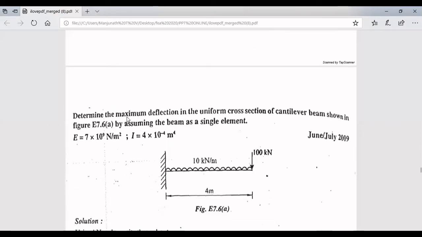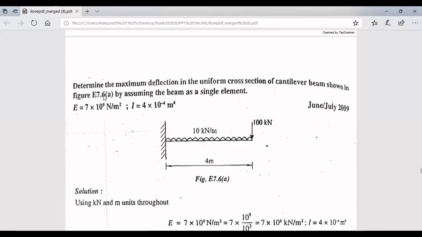Now consider one more problem. Determine the maximum deflection in the uniform cross section of a cantilever beam. The previous one was a simply supported beam, now this is a cantilever beam. For this you need to calculate the deflection. By seeing the problem itself we can know how the deflection is going to take place. You know the deflection diagram for the cantilever beam.